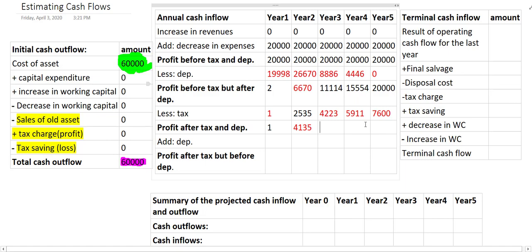Next one, from 11,114 minus this one. I don't want to show this one in the video, so I will calculate it offline, but it is the very same. From this one minus this, minus, minus, minus. So in this way, you can calculate for the next.